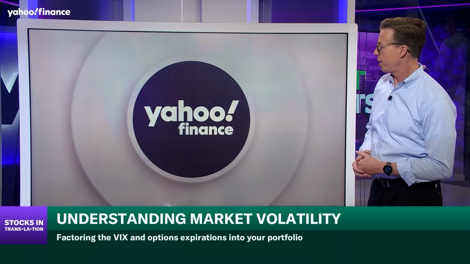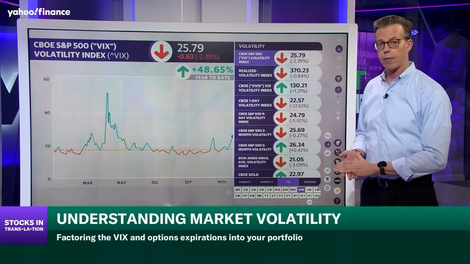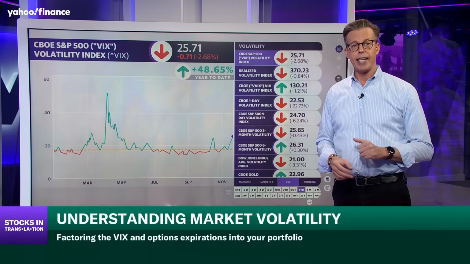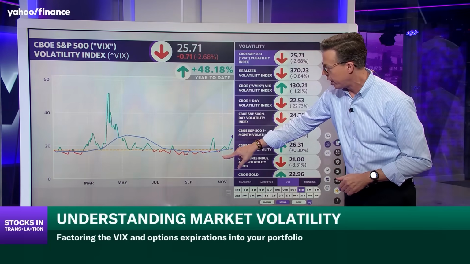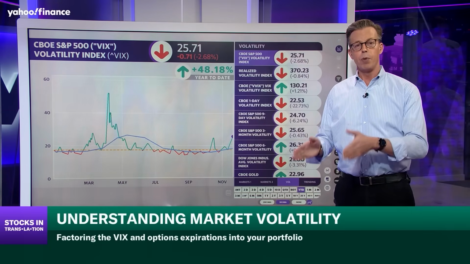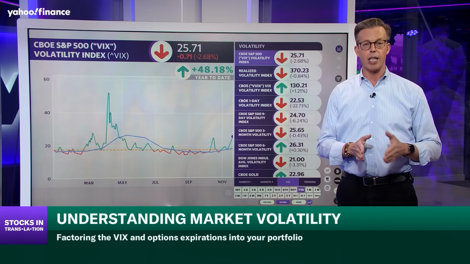And we've got a chart here of the VIX going back to the beginning of the year. So this is year to date, and we're putting on a 50-day moving average as well. That is showing up in blue. This smooths the VIX's choppy and spiky price patterns.